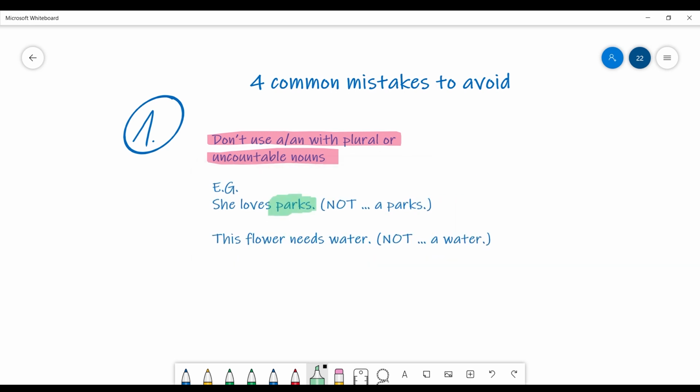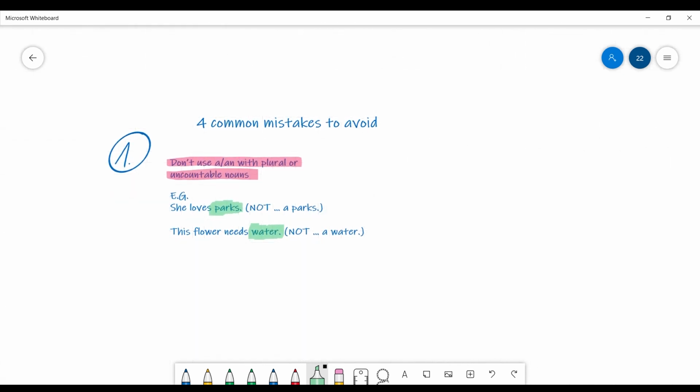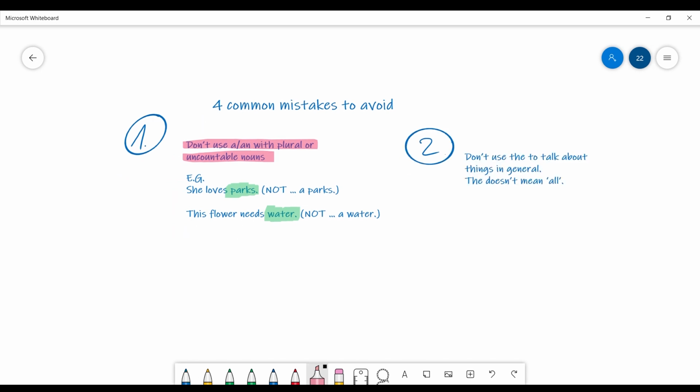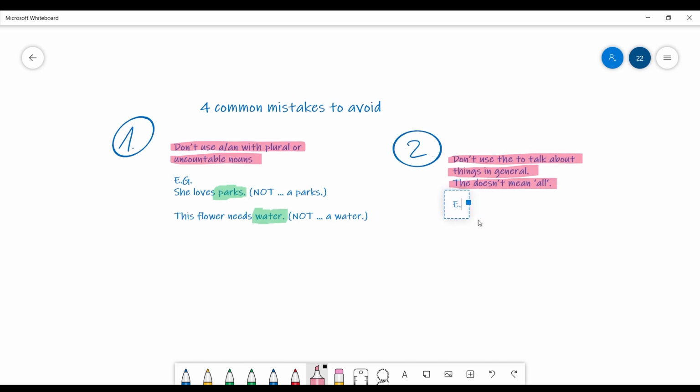Next example, this flower needs water. Again, we do not say this flower needs a water because water, as mentioned before, is an uncountable noun. Okay, what about the next one? Mistake to avoid. Don't use the to talk about things in general. And the doesn't mean all.